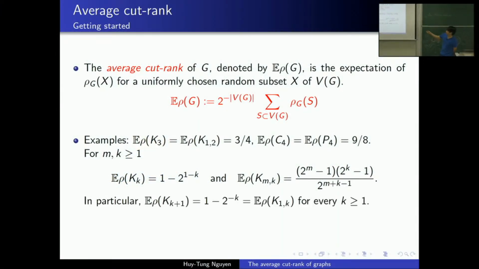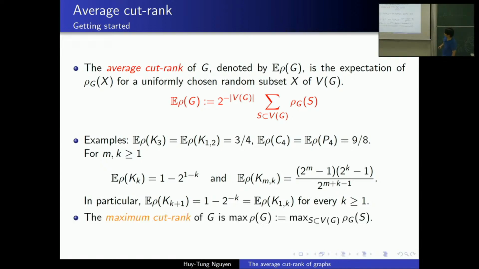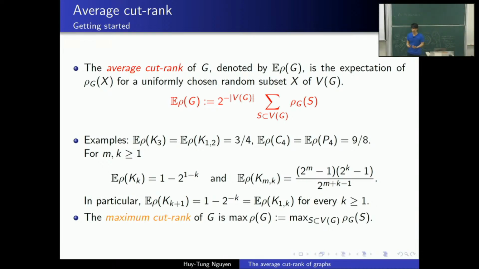And to check this, you can let M equal 1, and you will get that they're actually equal. This aligns well with the fact that the cut rank function is preserved by local complementations, right? And also the maximum cut rank of G is simply the maximum over all the cut rank functions in G. The maximum cut rank will play a role in this talk, so just remember it.